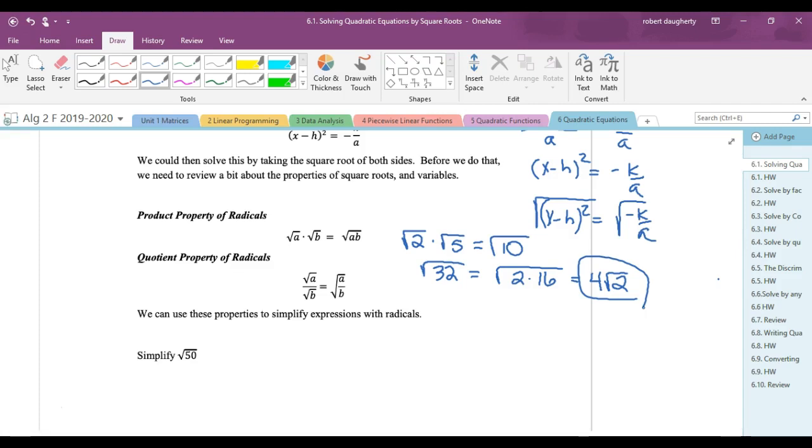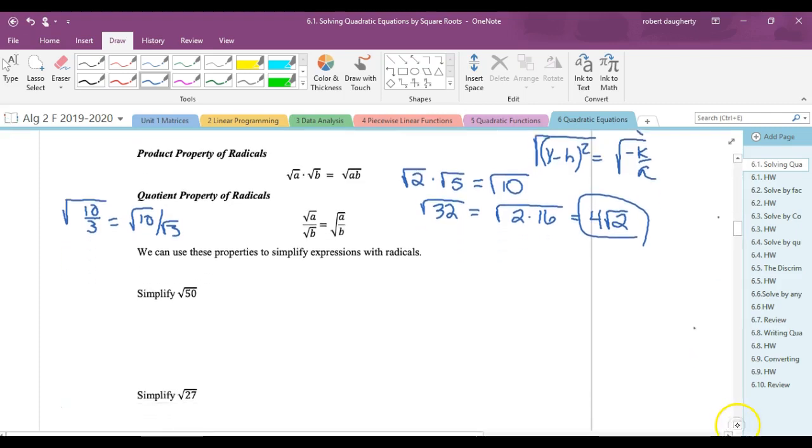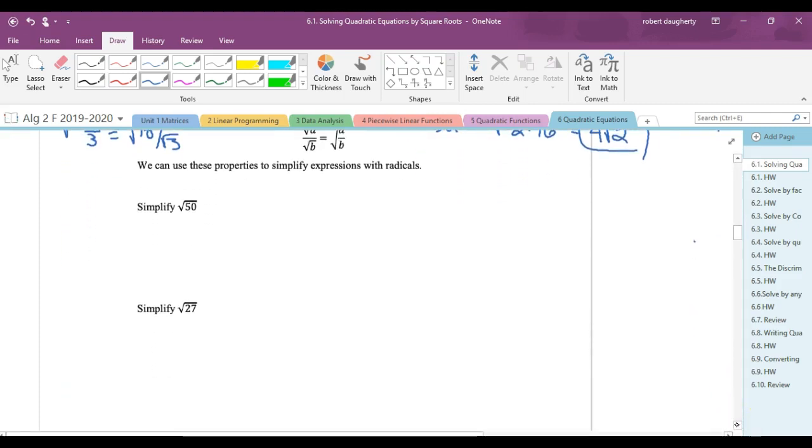Same thing, there's a quotient property for radicals. So if I have the square root of 10 over 3, that's the same as the square root of 10 divided by the square root of 3. Okay. I can break those up into two different radicals. What this is helpful for, and we're going to see several times here, is we're going to be in a situation where we have to simplify radical expressions.